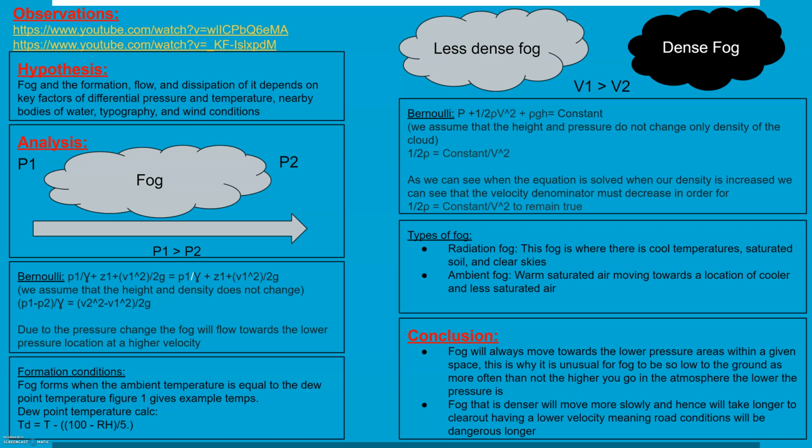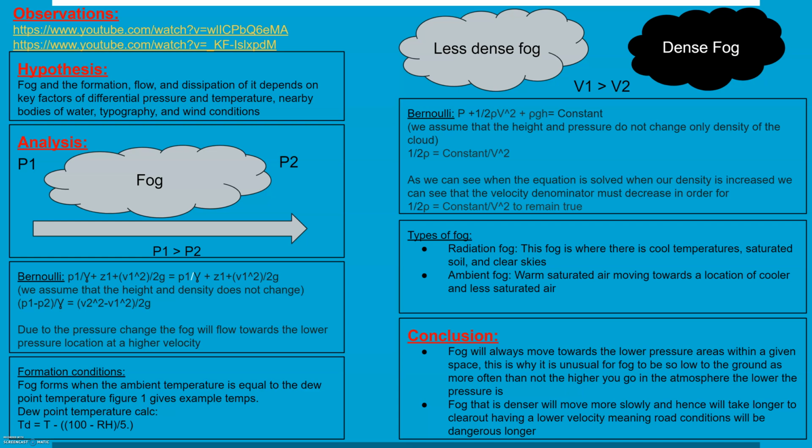We can see we have 1/2 rho is equal to our constant divided by v squared. From this, we can clearly see that when the equation is solved and our density is increased, the velocity denominator must decrease in order for that term to stay constant and for 1/2 rho to be equal to the constant over v squared.